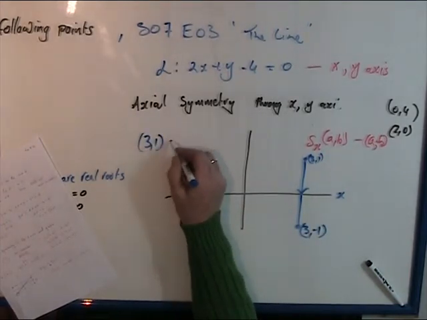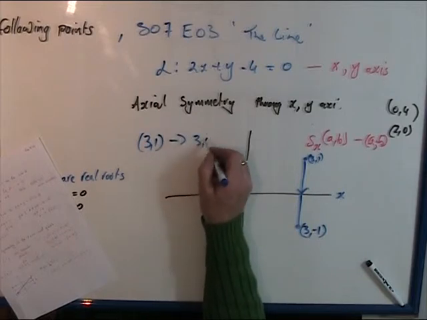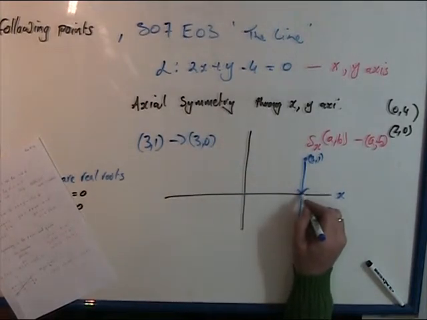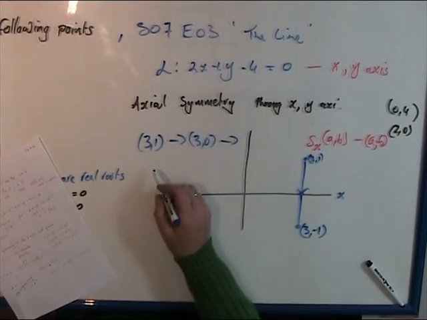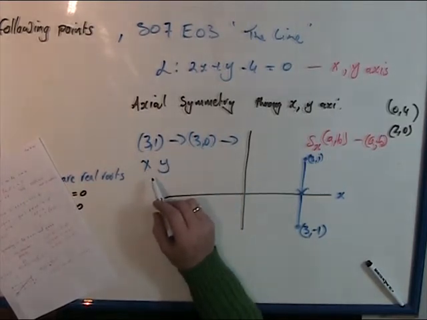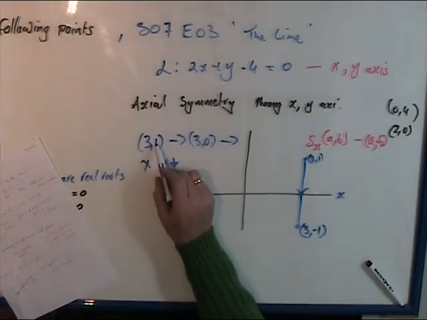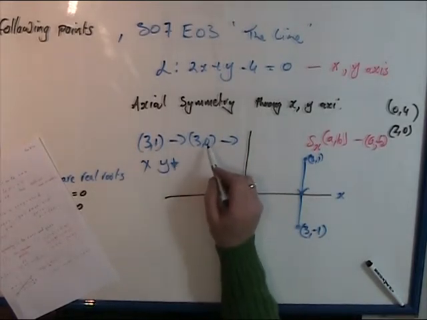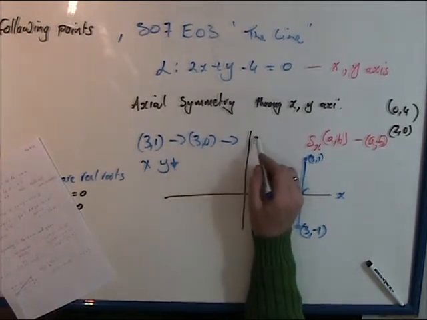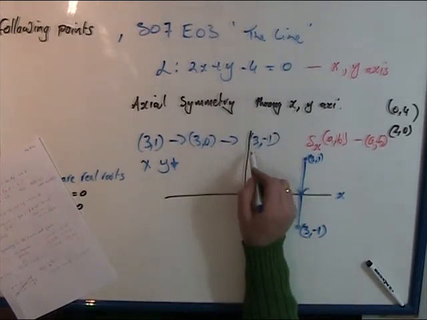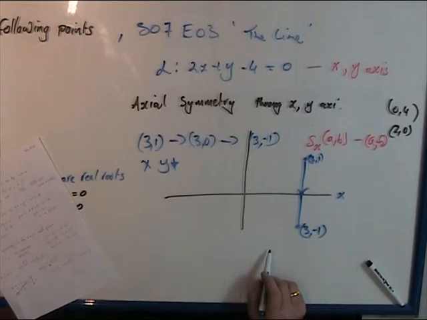When (3, 1) goes to (3, 0). Now what is (3, 0)? It's on the axis and it goes out the other side. What happens to the x value? The x value doesn't change. What happens to the y value? The y value goes down by 1, see, 1 to 0. So 0 goes down by 1, the x value doesn't change, and it becomes 3, minus 1. And that's the point (3, -1).